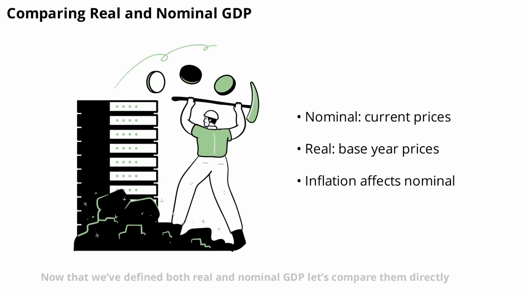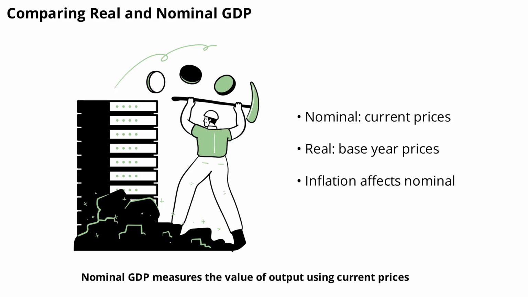Now that we've defined both real and nominal GDP, let's compare them directly. Nominal GDP measures the value of output using current prices, while real GDP uses constant prices from a base year. This means nominal GDP can be influenced by inflation, but real GDP is not. By comparing the two, we can get a sense of how much of GDP growth is due to higher prices versus increased production.